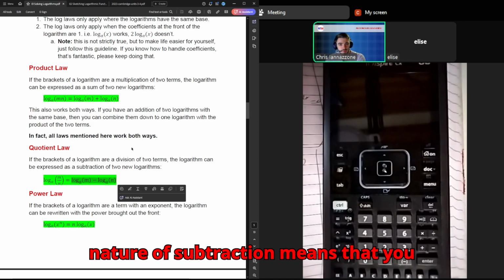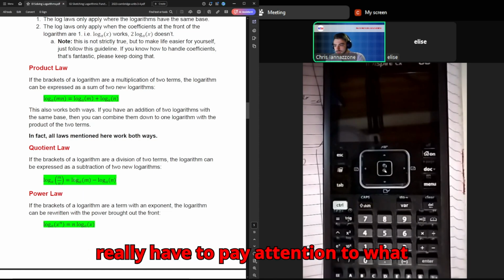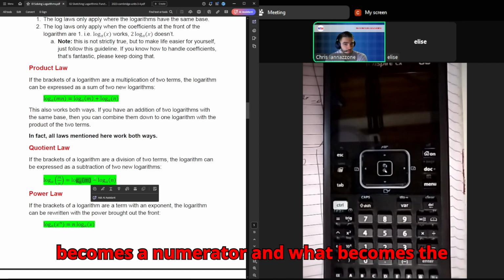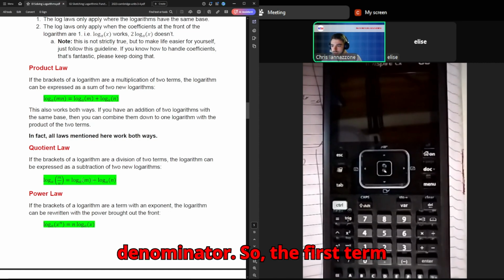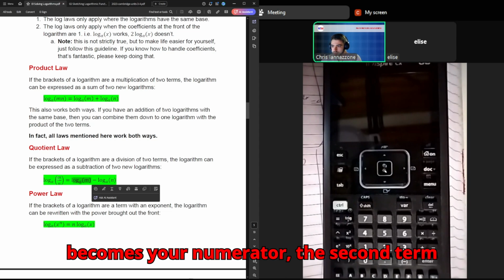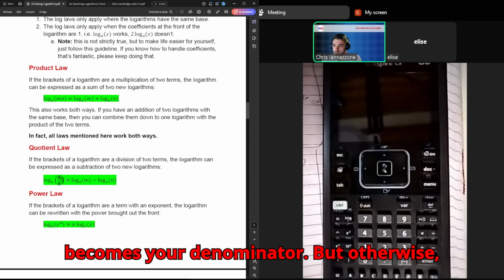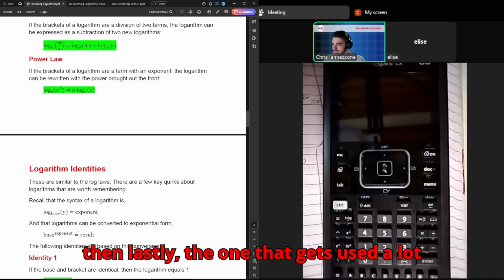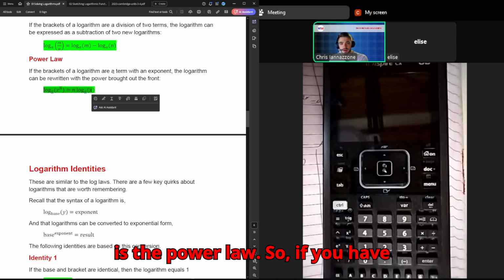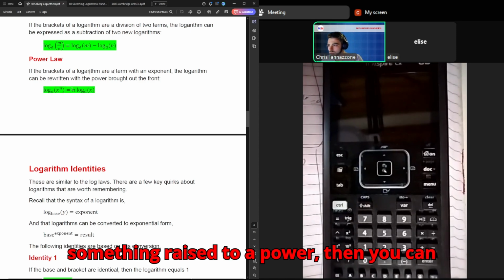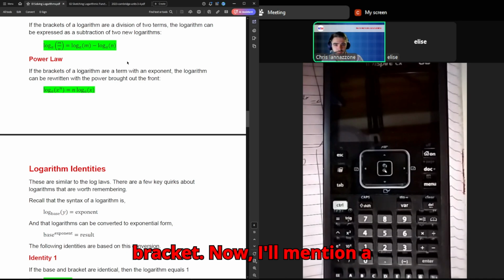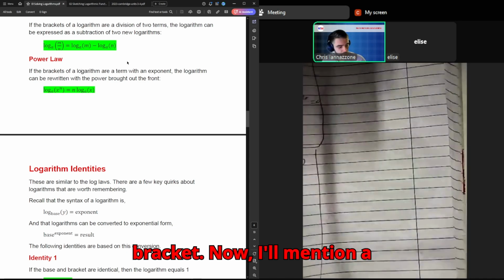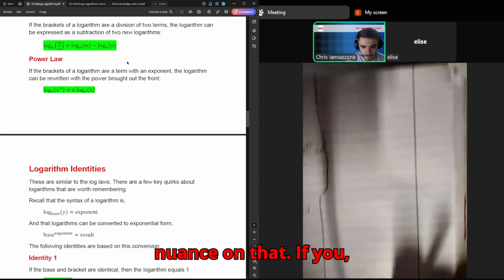So the nature of subtraction means that you really have to pay attention to what becomes a numerator and what becomes the denominator. So the first term becomes your numerator, the second term becomes your denominator. But otherwise, it's just a plug and play there. And then lastly, the one that gets used a lot is the power law. So if you have something raised to a power, then you can bring that power out the front of that bracket. Now, I'll mention a nuance on that.